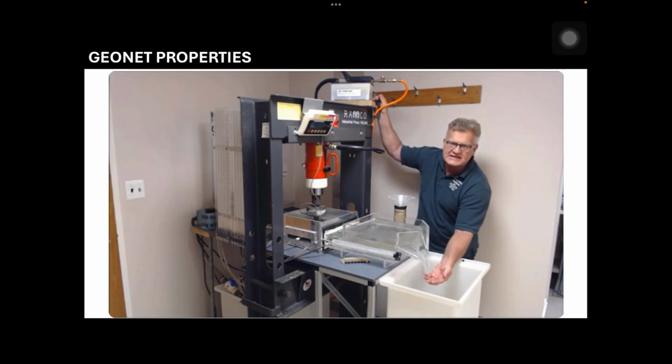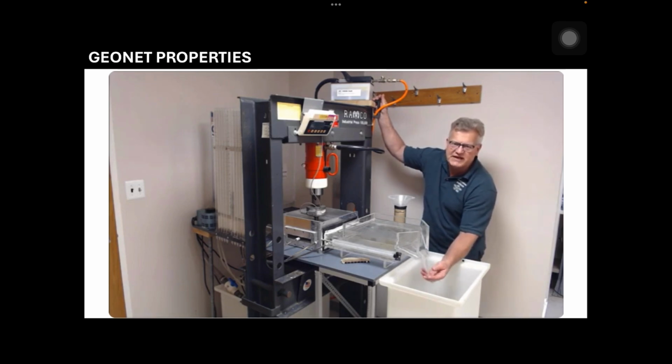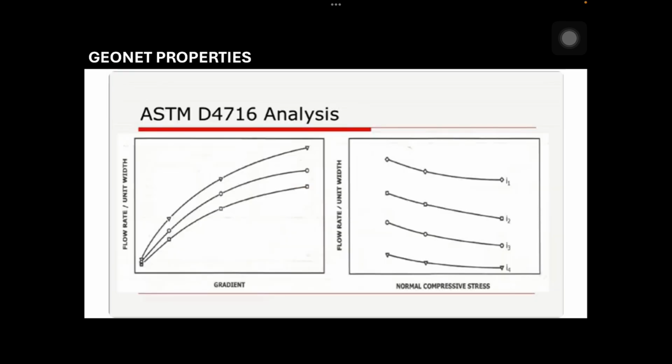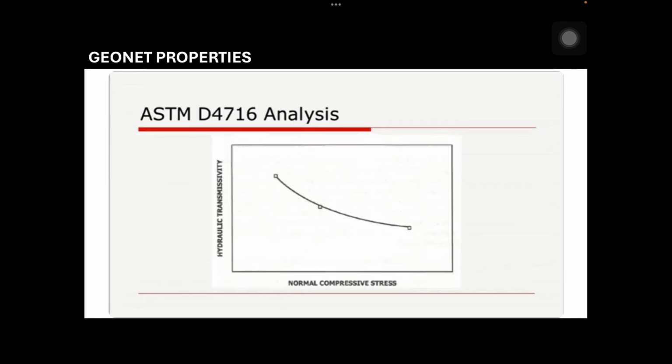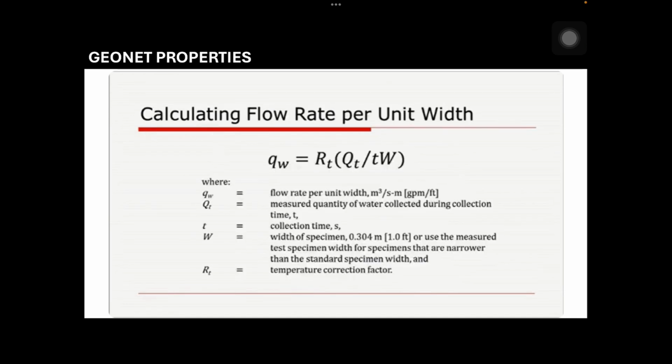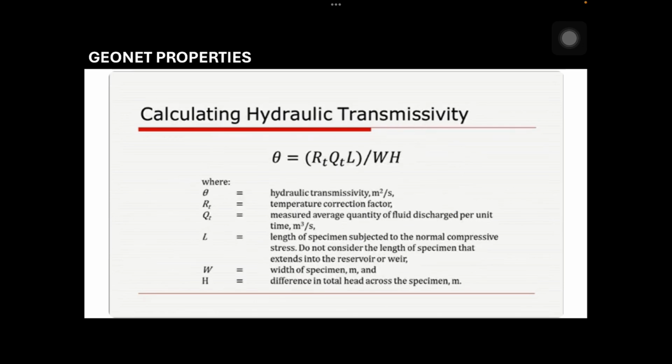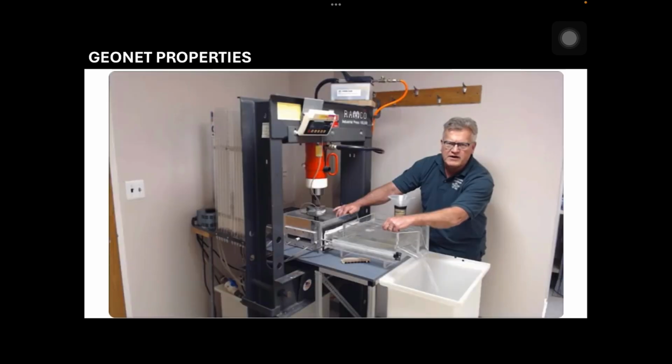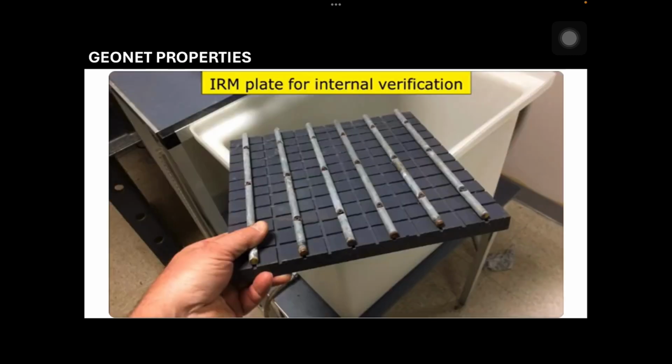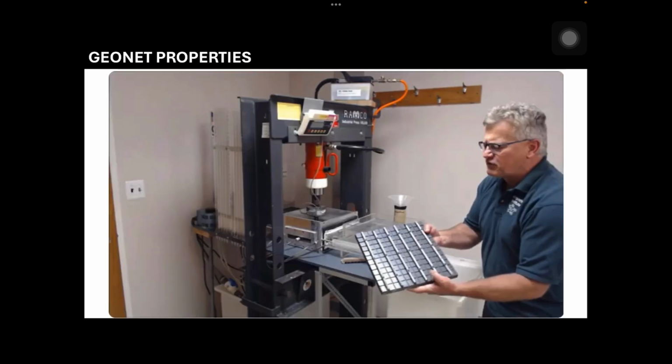This is ASTM D4716 transmissivity. You need to have 3 gradients and 3 normal pressures to get the curve, which you'll see close up in the subsequent slides. And we'll certainly show you the calculations. You do have to monitor the temperature of the water and try to maintain it as close to 20 degrees C.